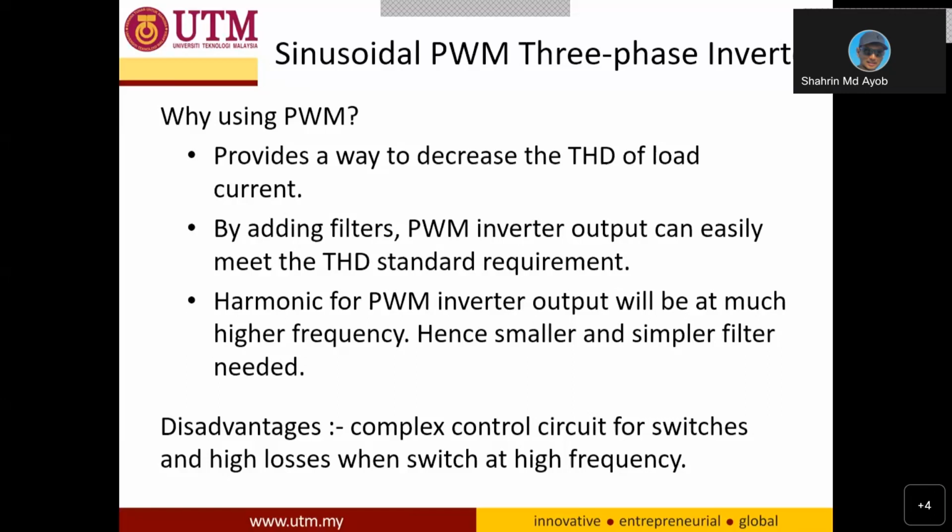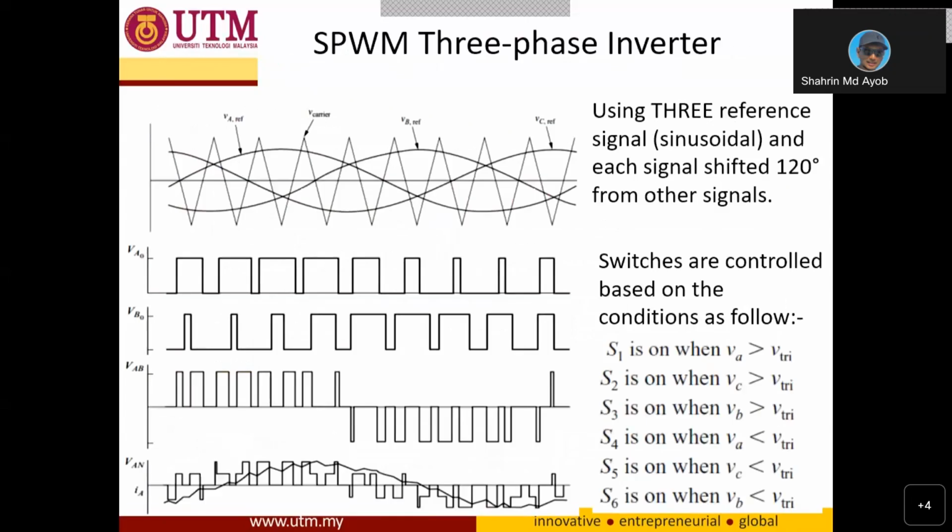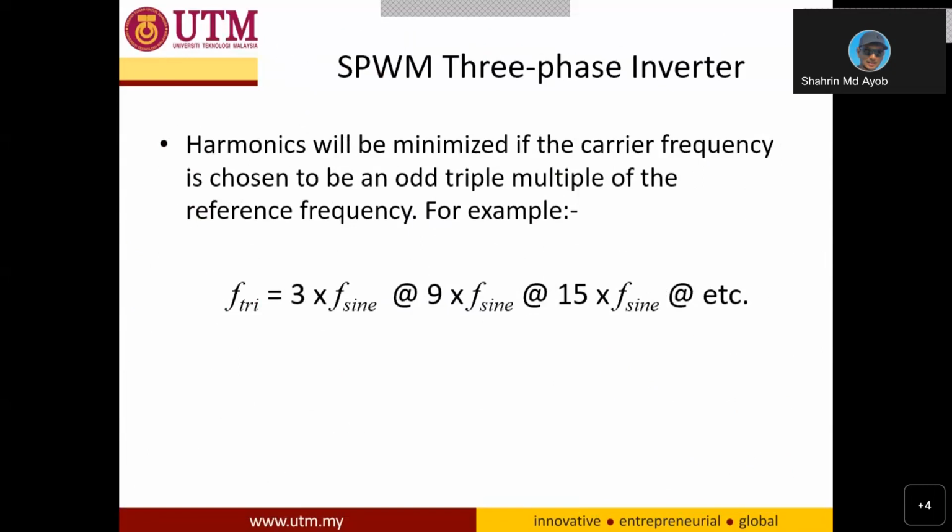But the disadvantage of using PWM, same as with single phase PWM inverters, is that you require a high performance microprocessor. If you are planning to use, for example, Arduino, it's impossible. You need to use either a DSP or FPGA and so on. This is actually the switching technique.